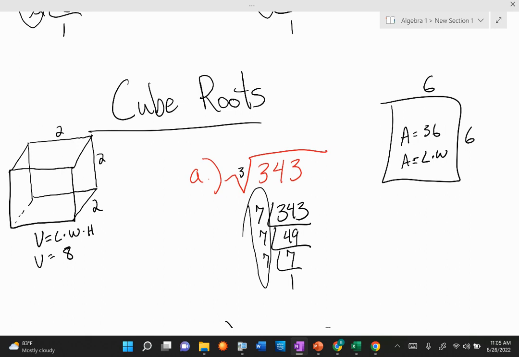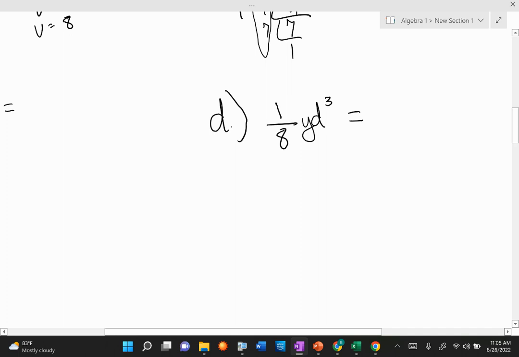We've got a group of 7s. So what is our answer? 7. Easy peasy, lemon squeezy. We'll see how well we do.